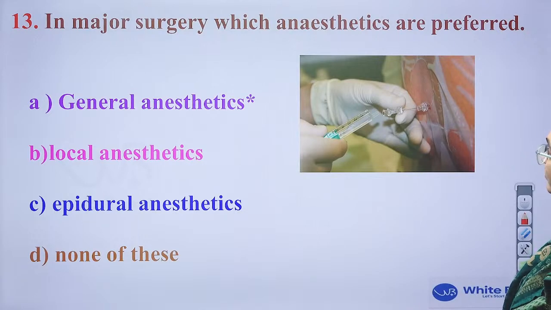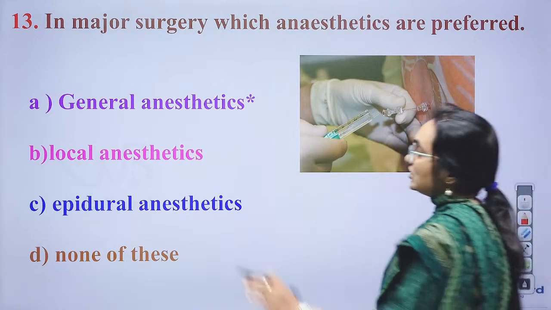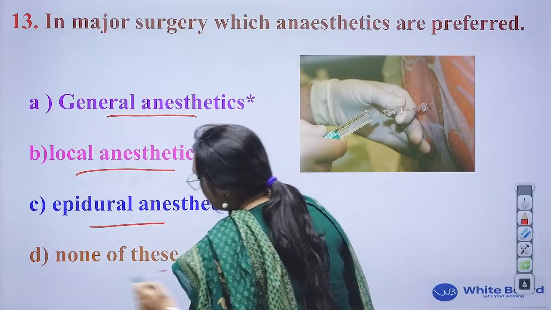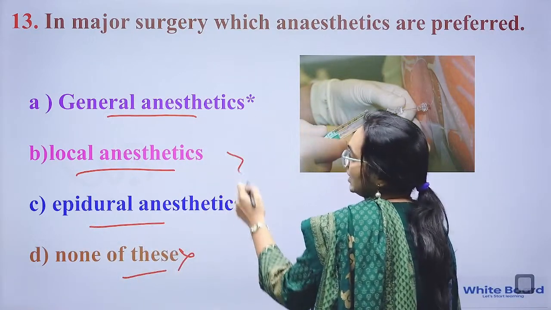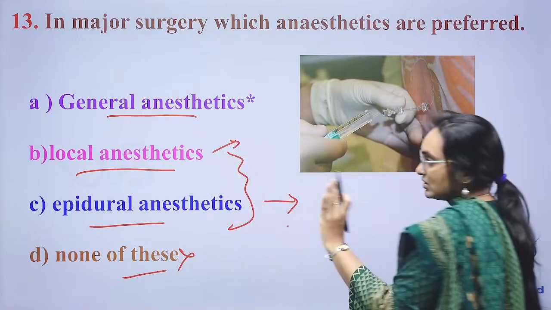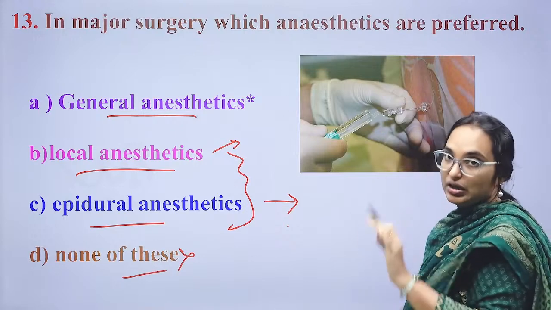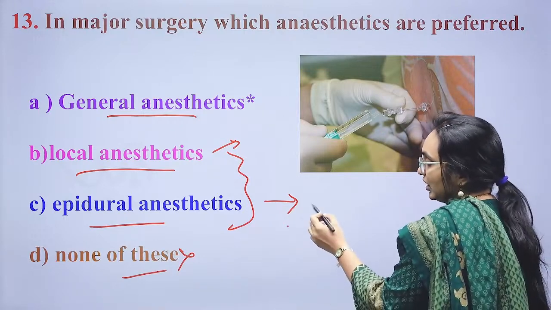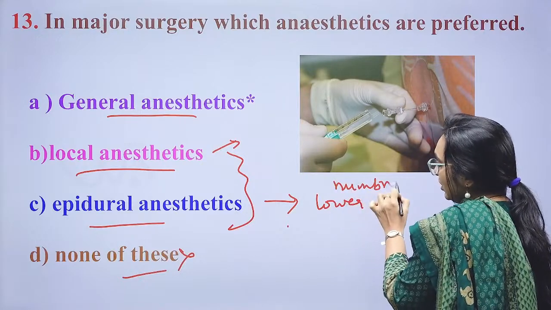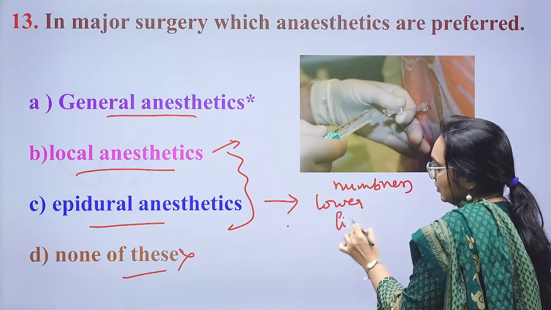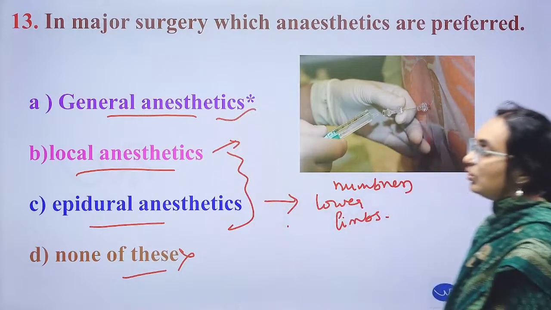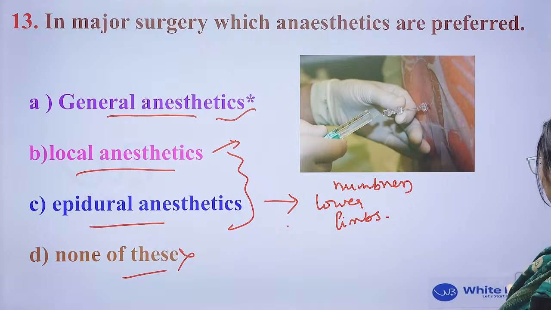In major surgery, which anesthetics are preferred? General anesthetics, local anesthetics, epidural anesthetics, or none of these. Local anesthetics cause numbness at a particular area only. Like for epidural anesthetics, numbness in the lower limbs is caused. When major surgery is required, then you have to go for general anesthetics. So, the answer here is 13A.